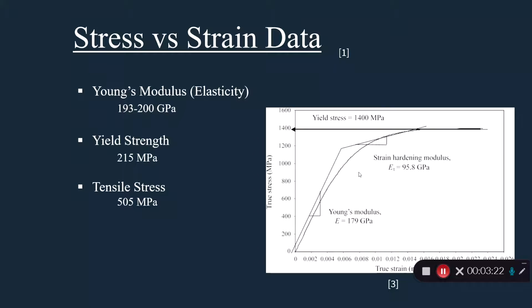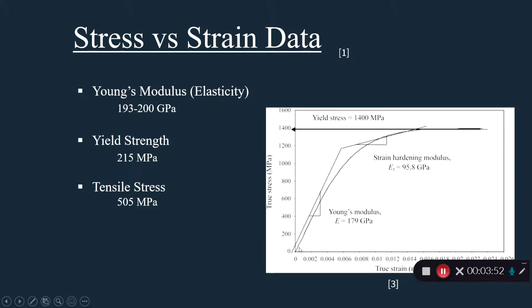So here's a little bit on the data that we can pull. Young's modulus is the modulus of elasticity, or basically you can think of it as how resistant to deformation it is and the rate that deformation occurs. So this only occurs in the linear region, which is right here. Hopefully you can see my mouse.